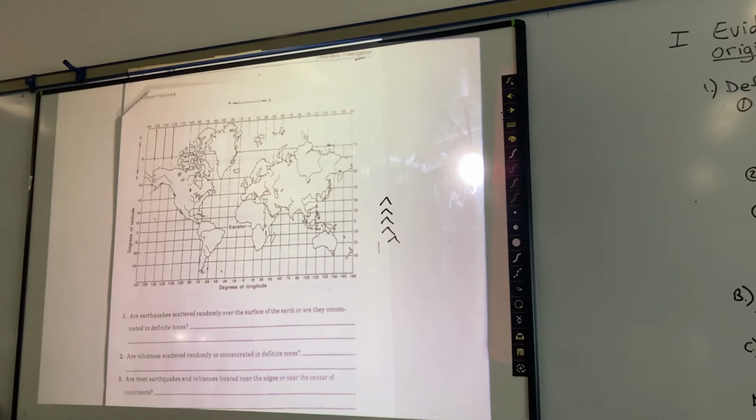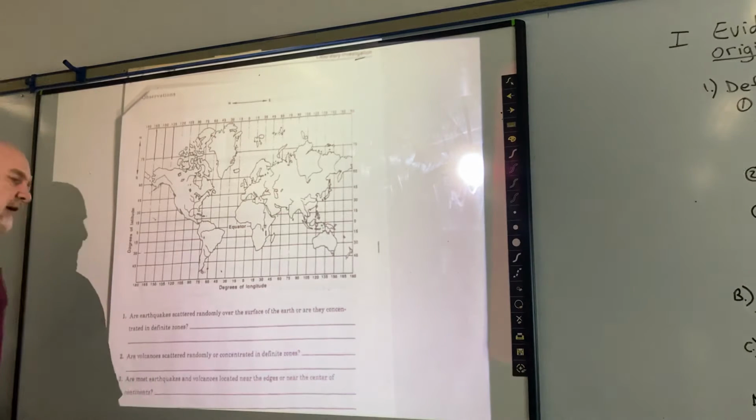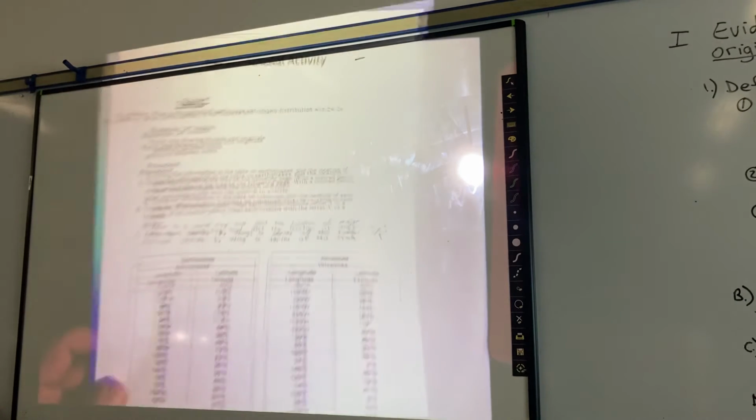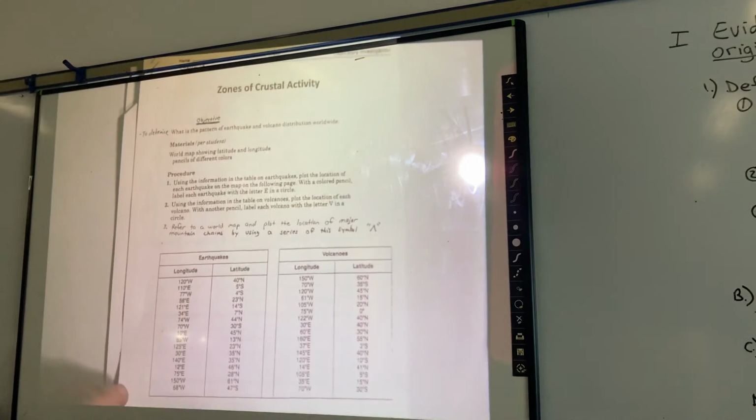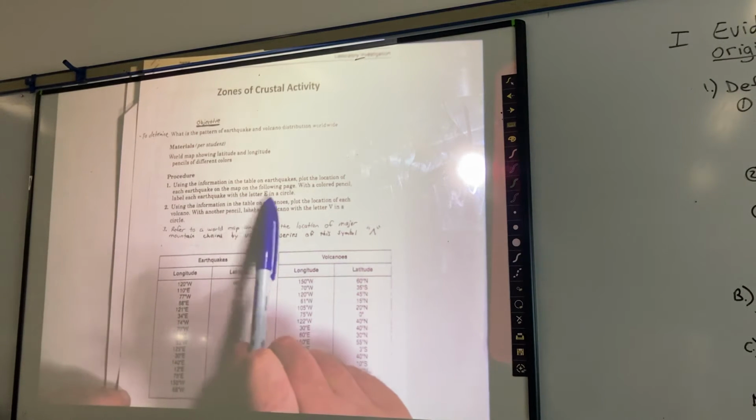All right. So you've already put the mountains on the map. Next, according to the directions, you want to plot the location of the earthquakes and volcanoes. The directions say to use a colored pencil and label each earthquake with the letter E and a circle.